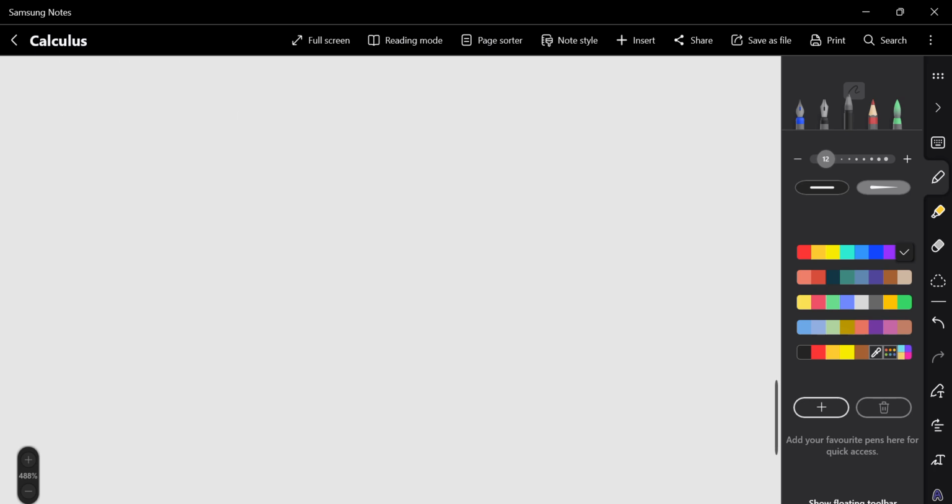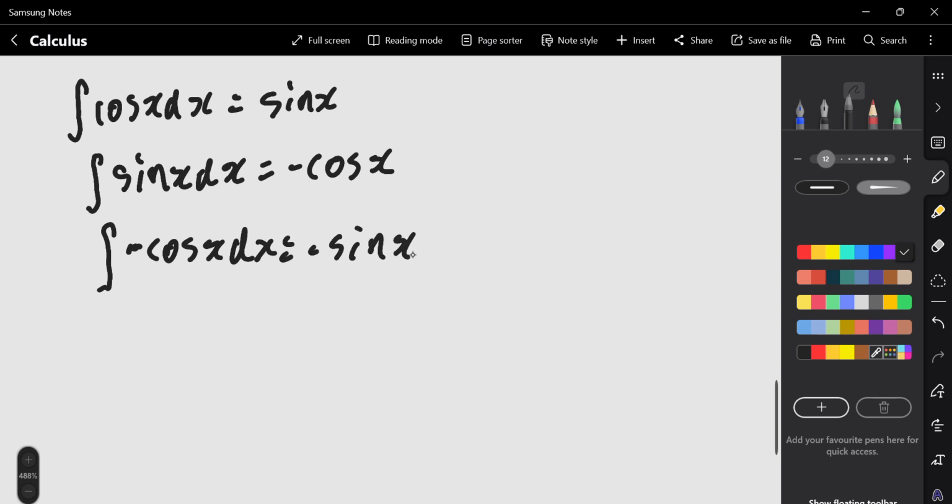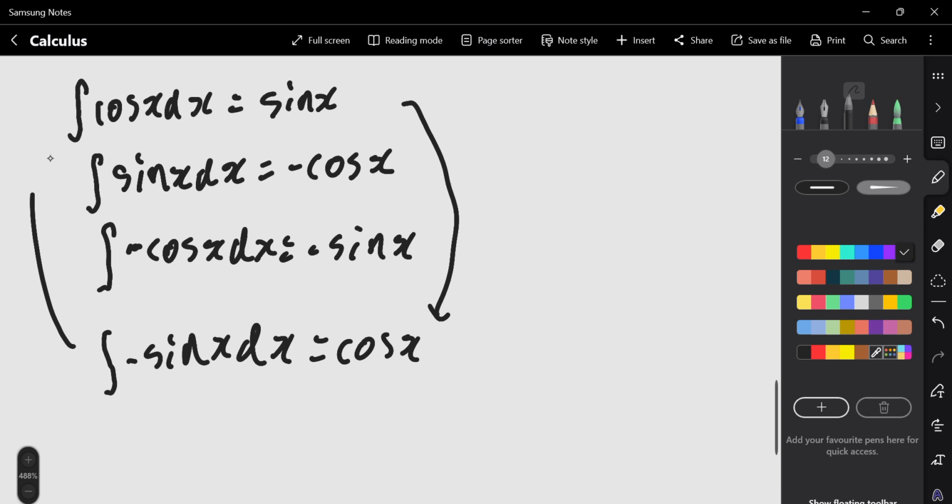And so let's just write them out one by one. The integral of cosine x is going to give us sine of x. The integral of sine of x is going to give us minus cosine of x. The integral of minus cosine of x is going to give us minus sine of x. And so the integral of minus sine of x must give us cosine of x. You can see we're going down like this, looping back around. This is how this works.